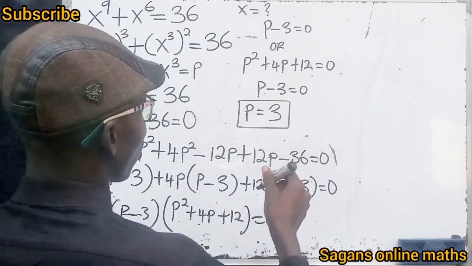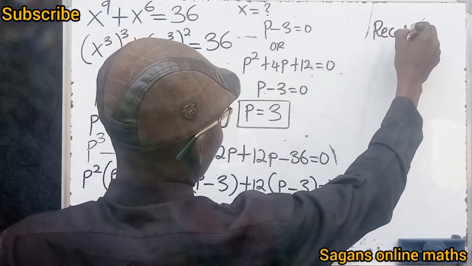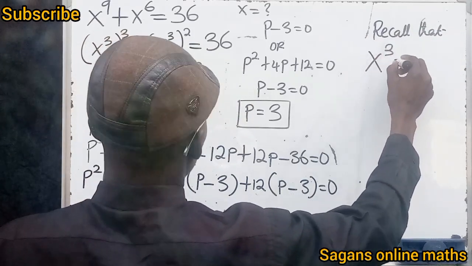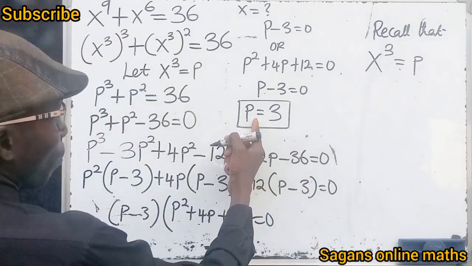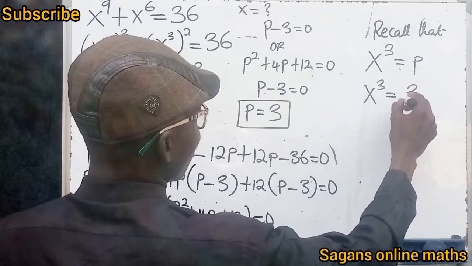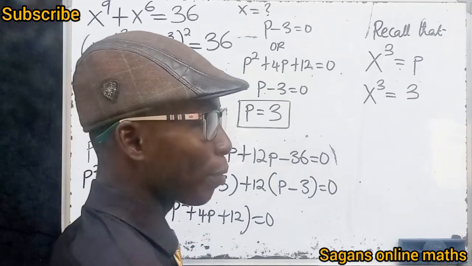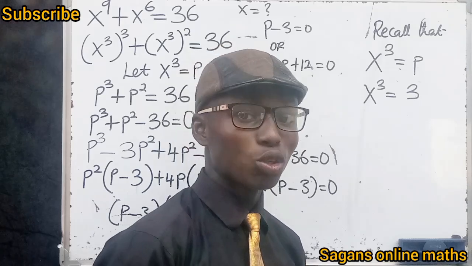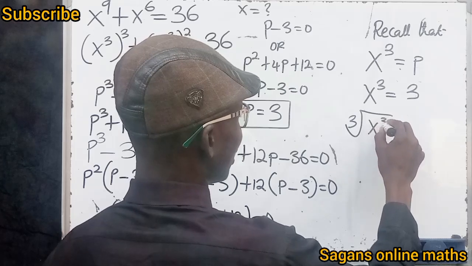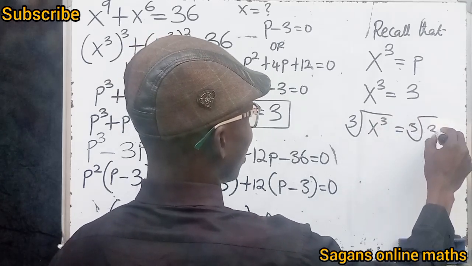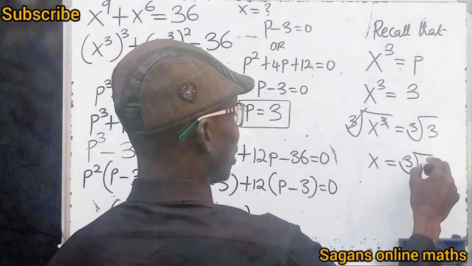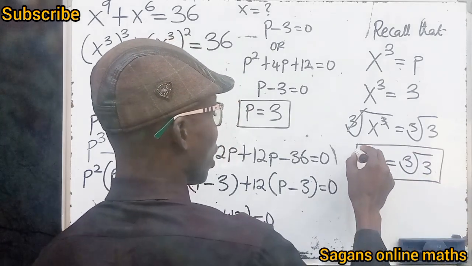Now recall that s to the power of 3 is equal to p. Given that our p is 3, in place of p we now put 3. That means s to the power of 3 is equal to 3. Now what are we going to do here? Obeying one of the properties of indices, we take the cube root of both sides. The cube root of s to the power of 3 is equal to the cube root of 3, so this cancels out this. Now our s is equal to the cube root of 3, and this is the value of x to this particular problem.